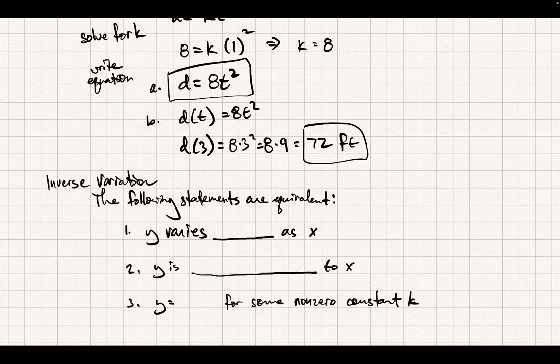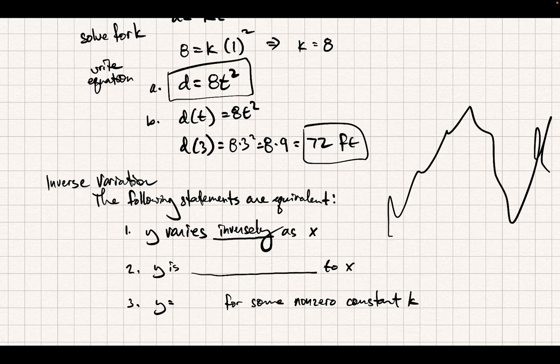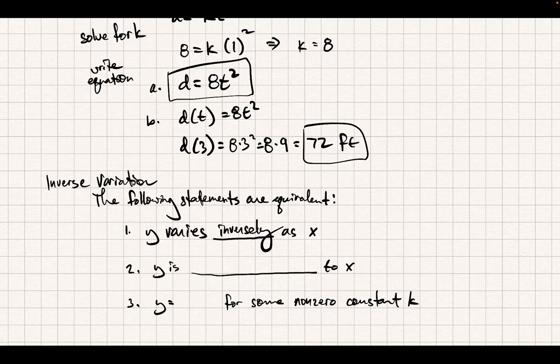Okay, we've had direct variation as an nth power, and now we're going to talk about inverse variation. So based on everything we've done before, what are my equivalent statements for inverse variation? Inversely. Why is it inverse and not indirect? Indirectly would be like random chaos. Inversely means something very specific in math.